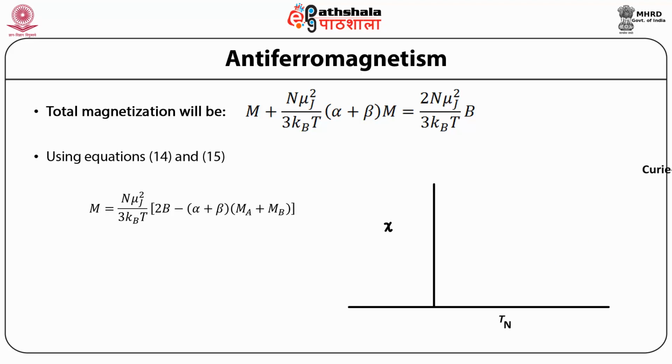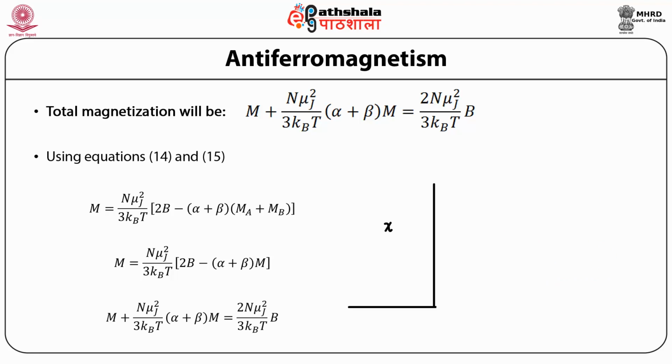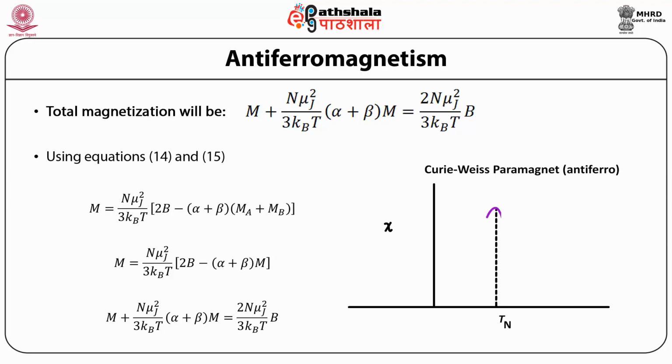And if we further simplify, this M comes out to be N μ_J² over 3 k_B T into 2B minus (alpha plus beta) into M. And further, M plus N μ_J² over 3 k_B T into (alpha plus beta) into M, which is further equal to 2N μ_J² over 3 k_B T into B.